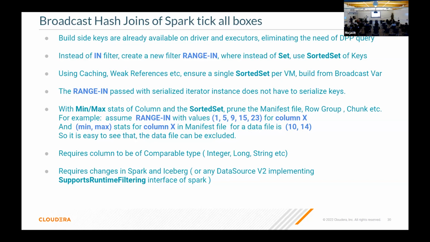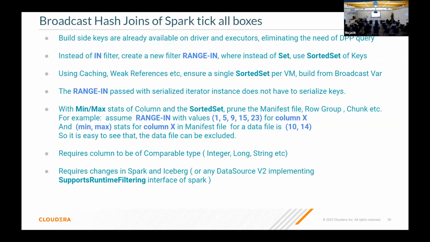This is a simple example. Let's say the broadcast ID variable containing the broadcasted keys, when deserialized and created in a sorted set, has this ascending order of 1, 5, 9, 15, 23. And let's say there is a column X, which is the target of pruning. Its min-max states are available, and let's say it's 10 to 40.